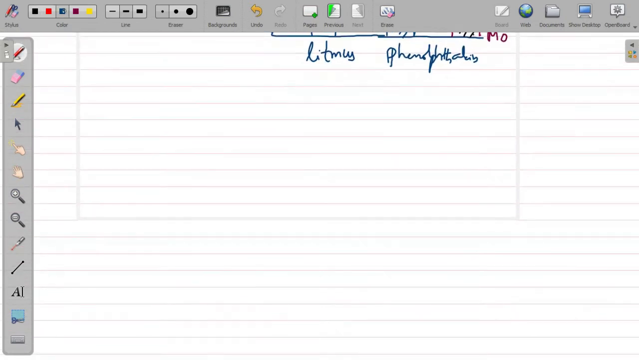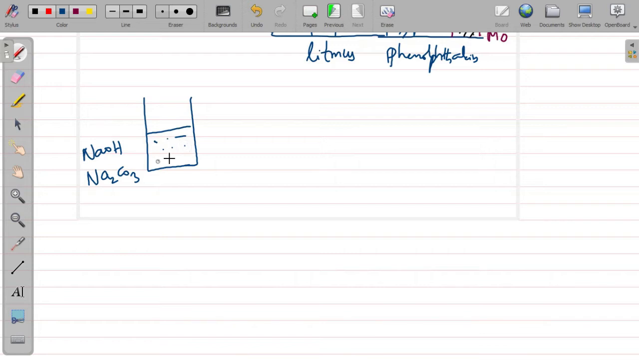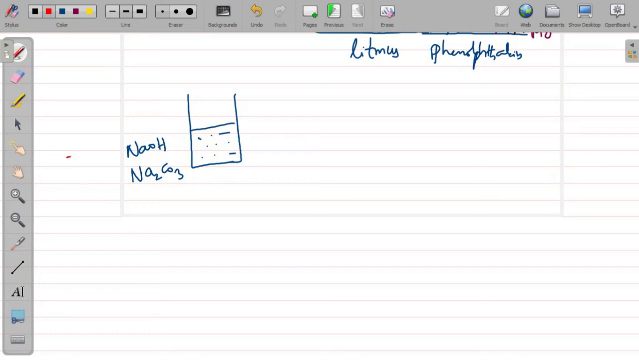Now see, mostly the problems in double titration revolve around Na2CO3, NaHCO3 and NaOH, asking you to find the quantity of these substances. For example, suppose I take a solution containing NaOH and Na2CO3 in an aqueous solution, and you need to find their quantities. Let's say the unknown quantities are X millimoles and Y millimoles.